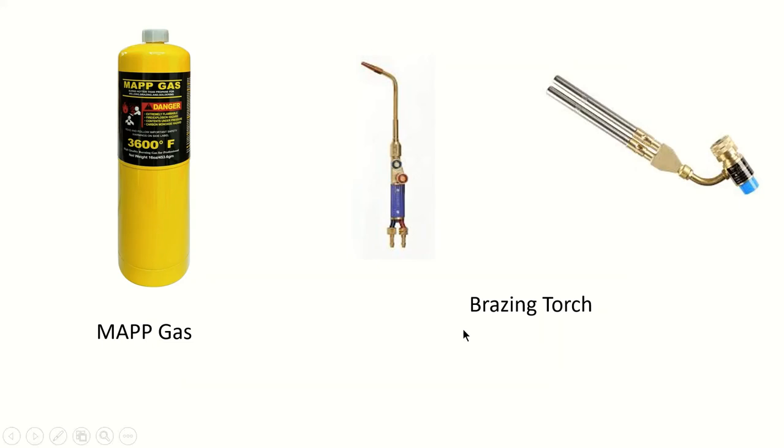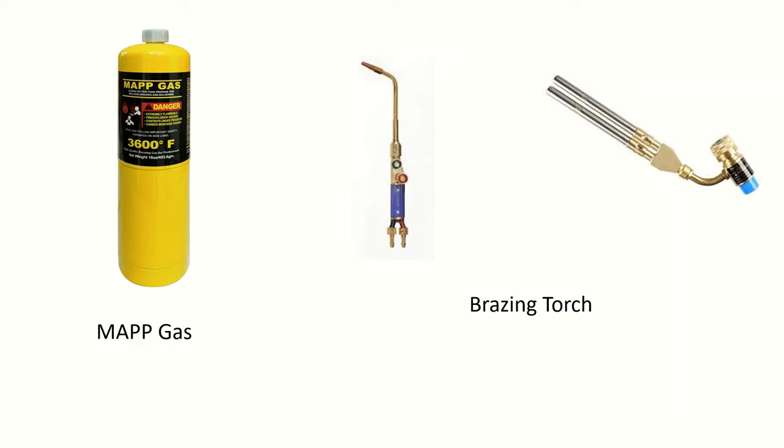What you are seeing on your screen are the brazing torch and here is the MAP gas. We use the brazing torch to braze, or to join and seal, the refrigerant pipes after connecting. The steps are these. Step one, we flare. Step two, we connect the unflared end to the flared end. Step three, we use our brazing torch to weld or braze those two ends together. And we also braze to prevent leakage of refrigerant from the system.